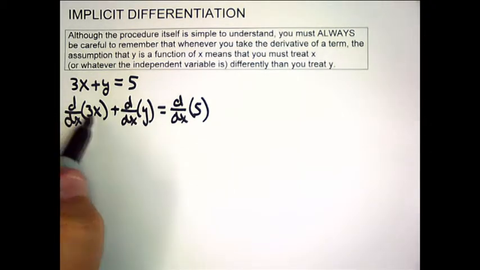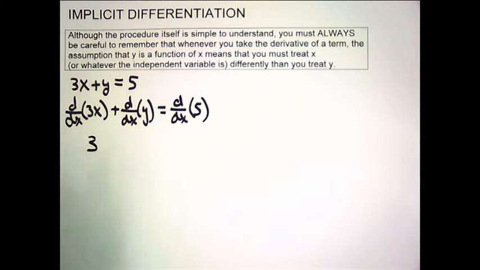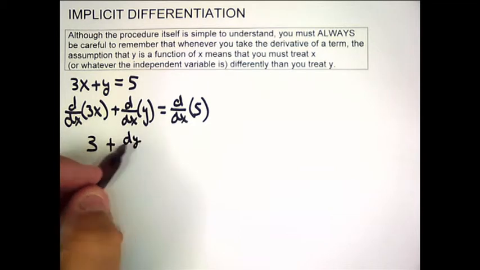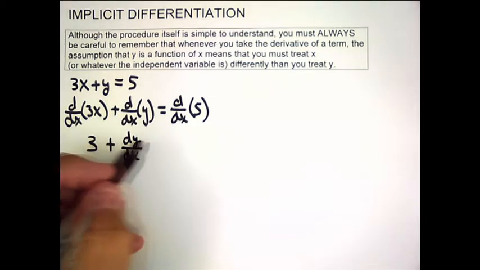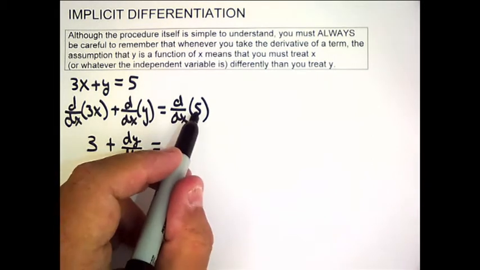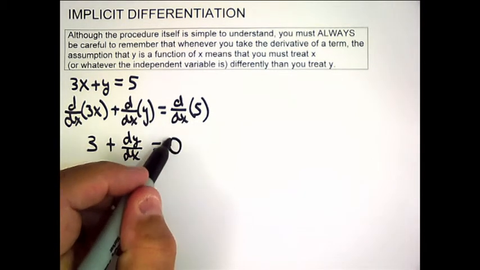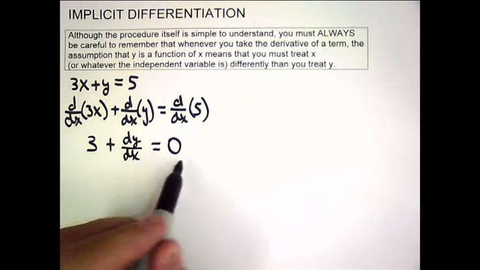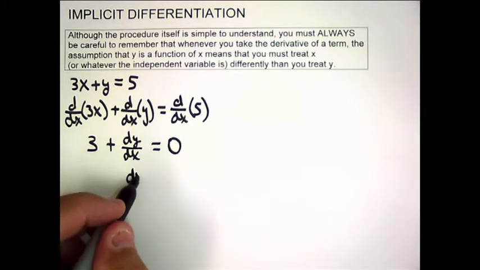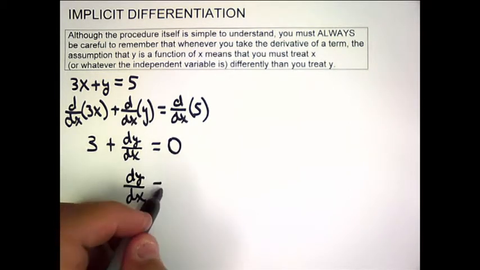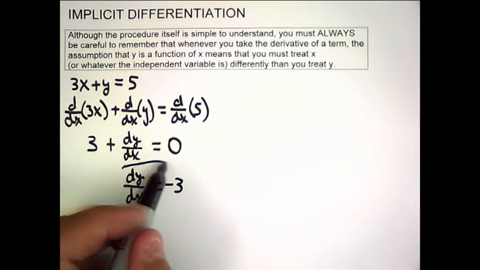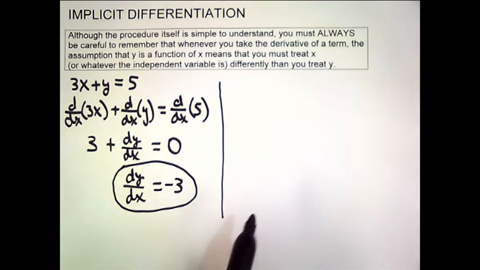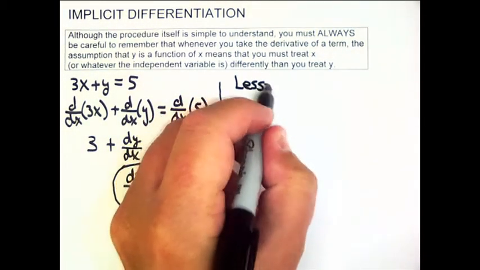Okay, the derivative of 3x is 3. The derivative of y with respect to x is what we're calling dy over dx. That's our symbol for it. And the derivative of any constant, in particular 5, is 0. And all we do now is take the 3 to the other side by subtracting 3 from both sides, and you get dy over dx is equal to -3. Simple example, but I think even from such a simple example, there are some lessons to be learned.